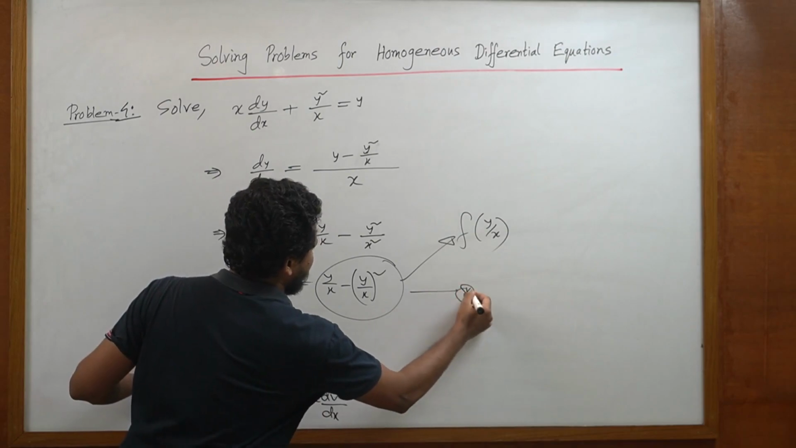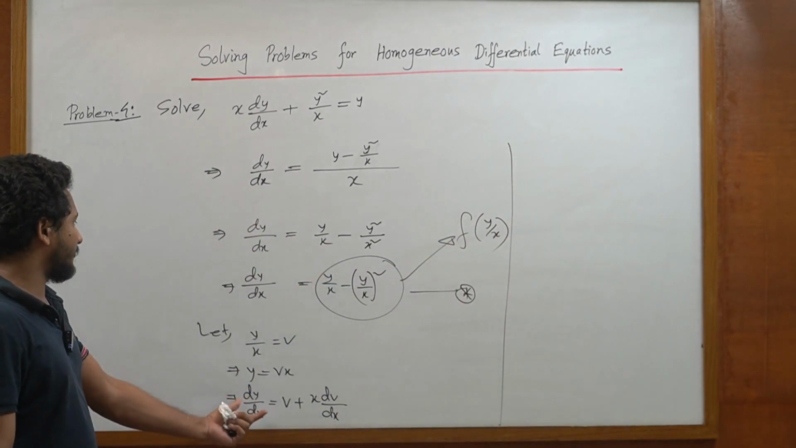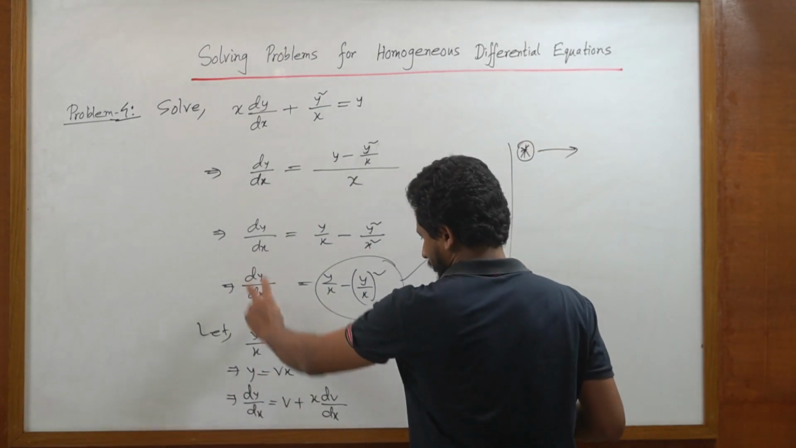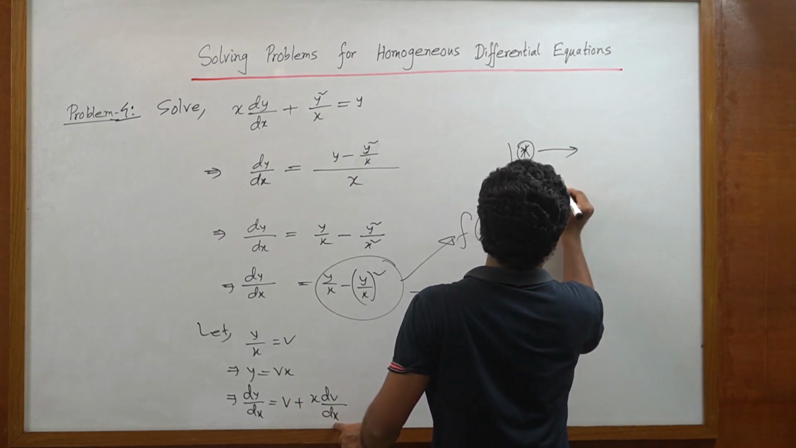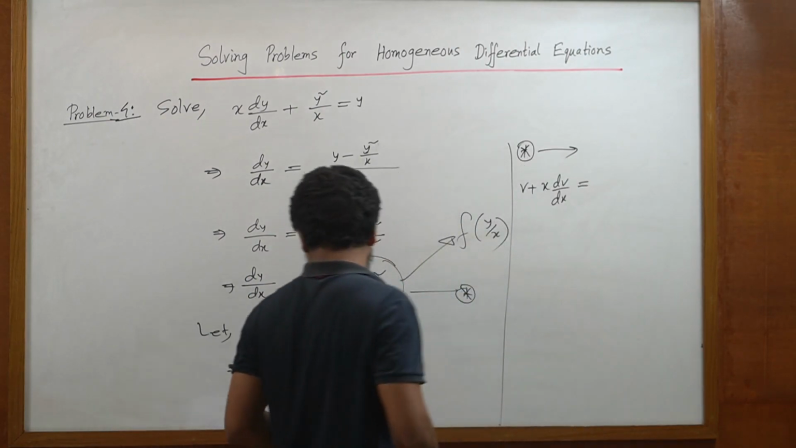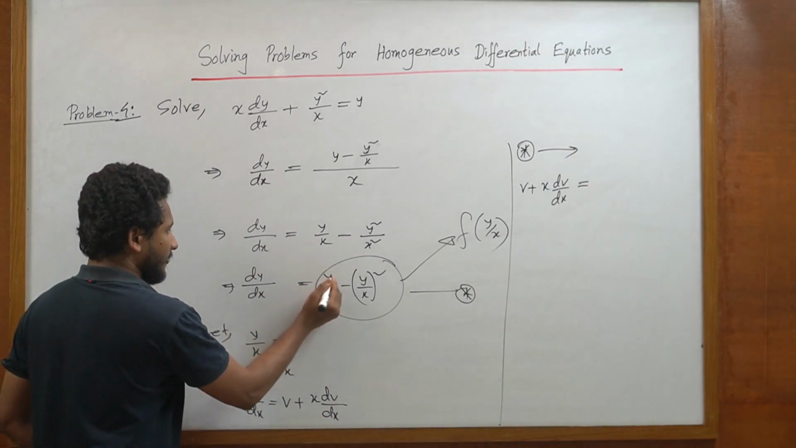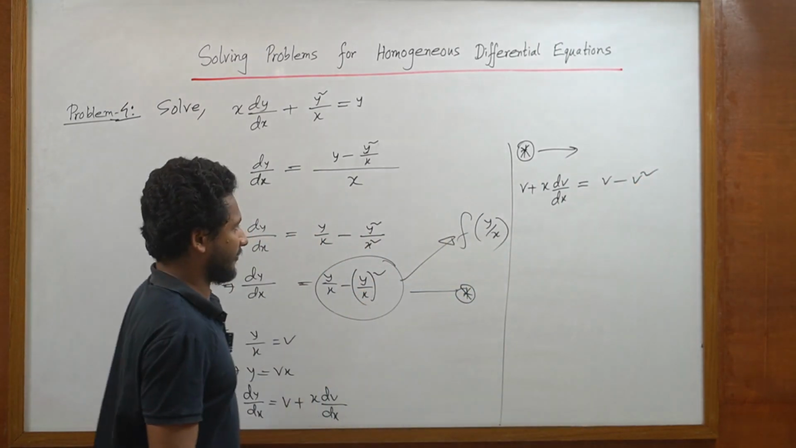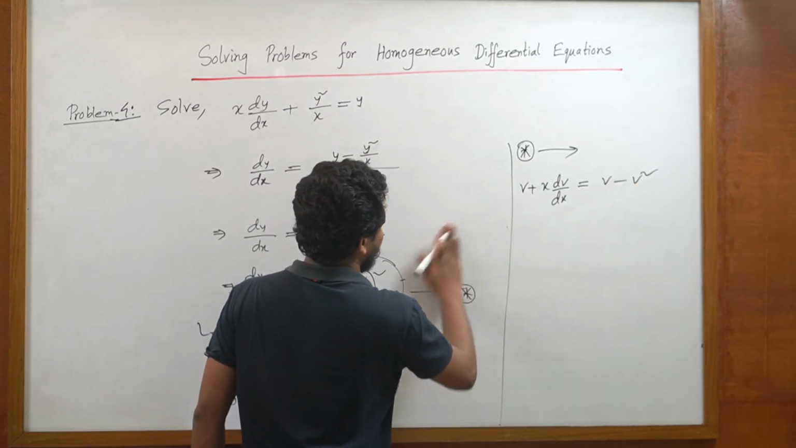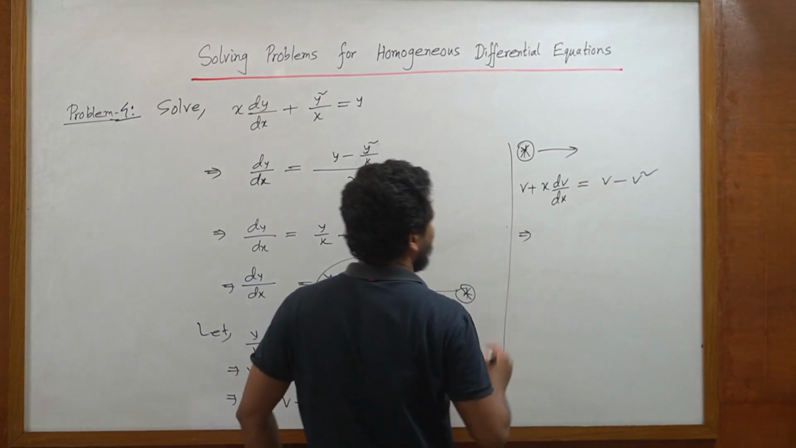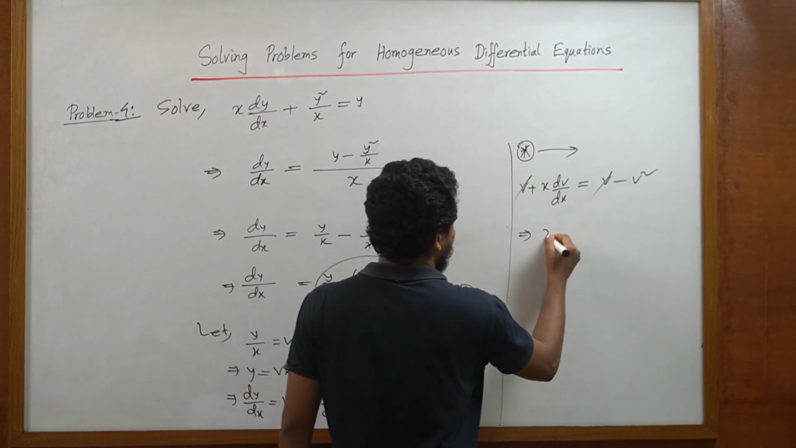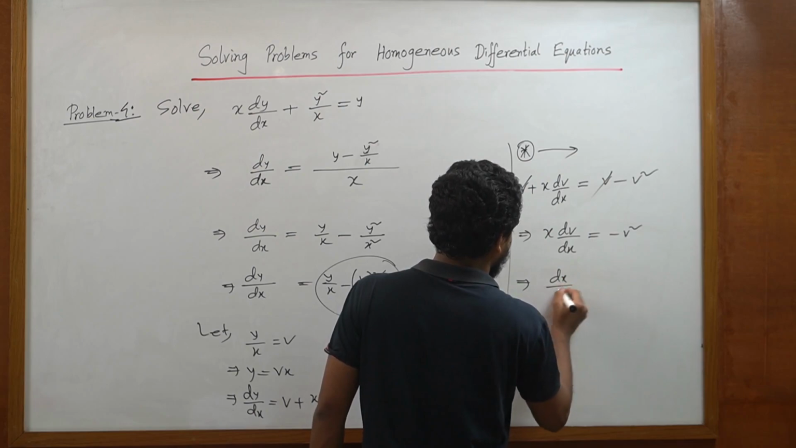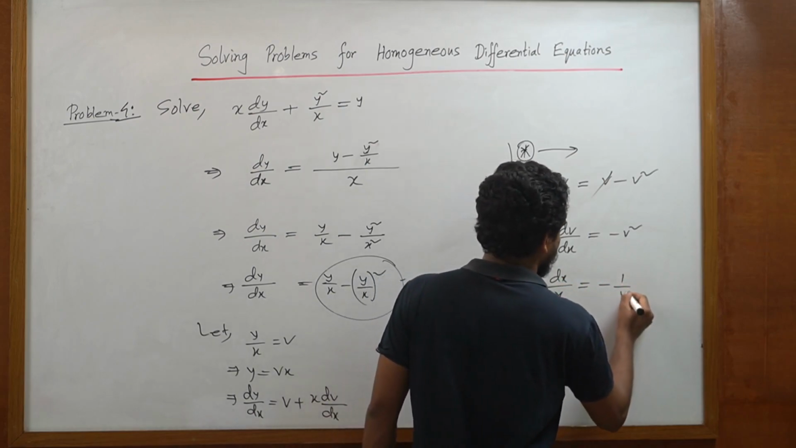Now we call this equation the star equation. We will replace this information into the star equation. The star equation becomes dy/dx, which is v plus x dv/dx, equals y by x, which is v minus v square. Okay, now v is gone, so x dv/dx equals minus v square, so dx by x equals minus 1 by v square dv.